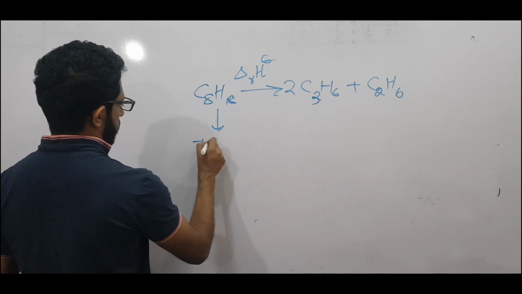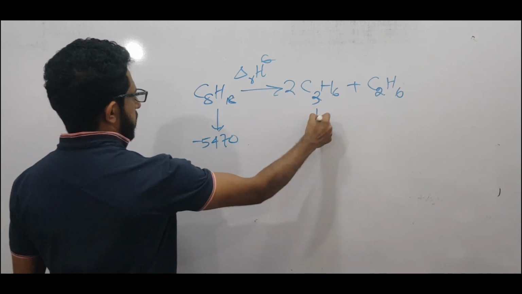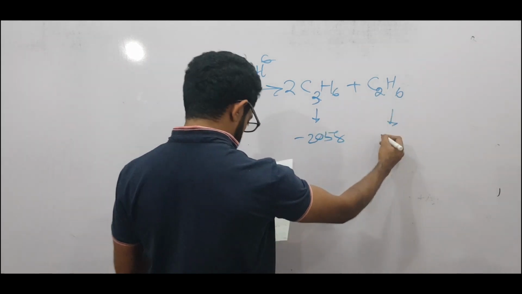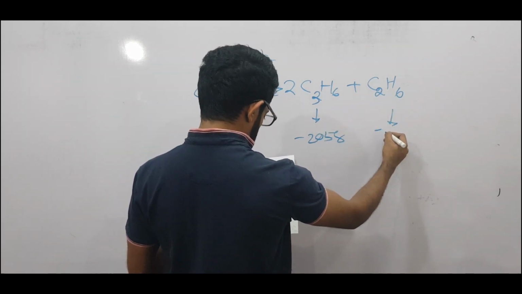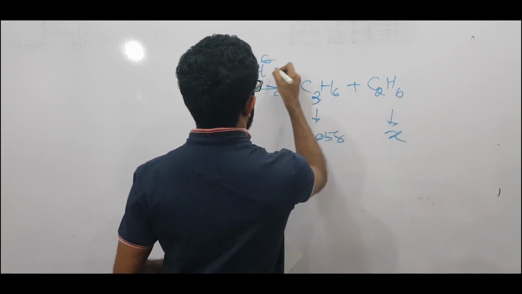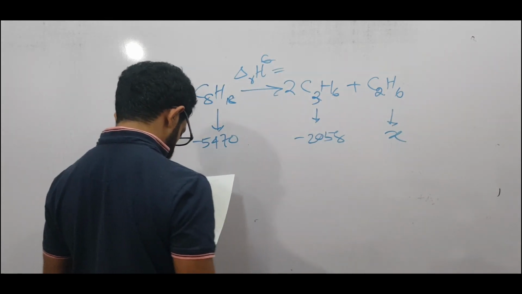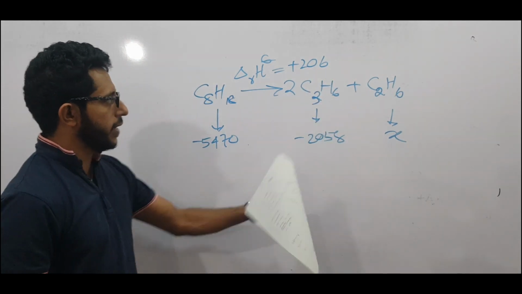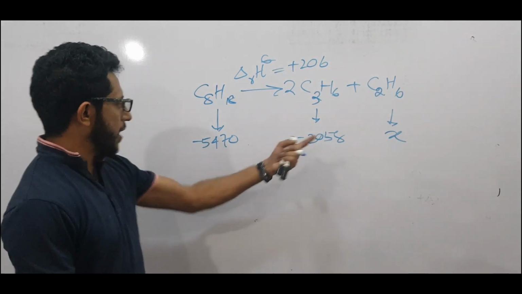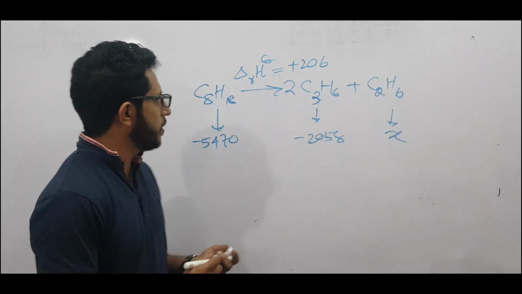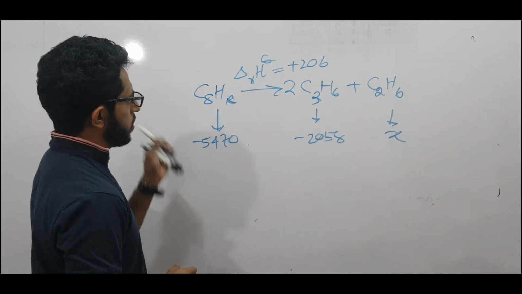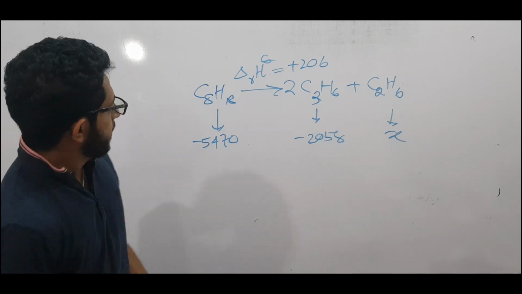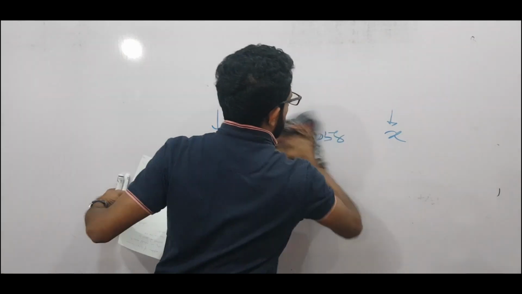C8H18 is minus 5470. This one is minus 2058, and C2H6 is minus. Okay, this is what we have to find, x, and this value is given as plus 206. So let's see how we can find the enthalpy change of this. So those are the values I am given. These are the combustion enthalpy data, right? So again, if you want, you can copy down this question. So we'll see how to find this one.